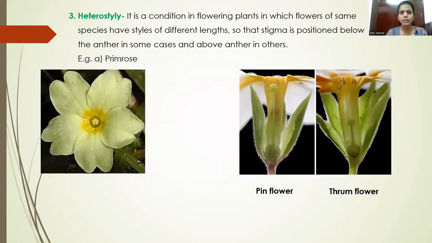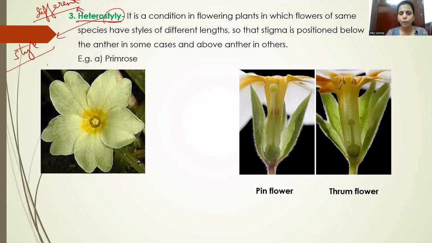The third adaptation is heterostyly. Here, the meaning of the term hetero is different, and styly means style. We have three parts of the pistil: stigma, style and ovary. So heterostyly means different styles. And in what way are they different?